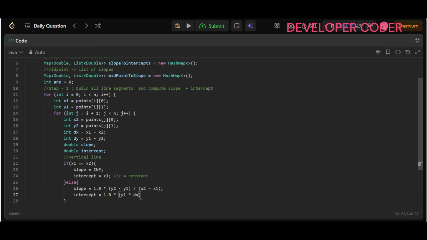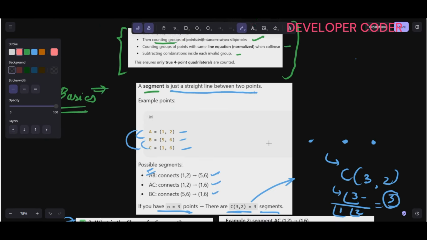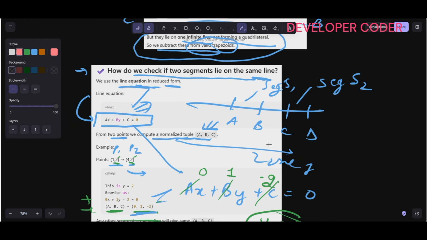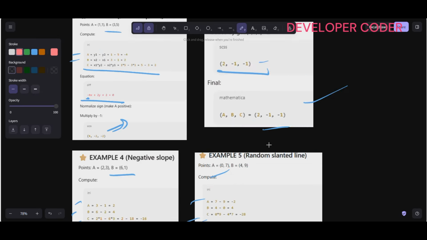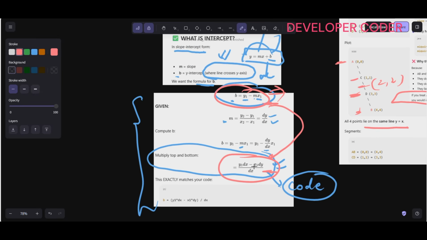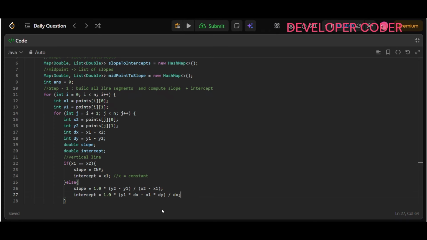The formula that I have derived is y1 into dx minus x1 into dy, divided by dx. Clear? Which formula? This one: y1 into dx minus x1 into dy divided by dx. So I'm writing this as the intercept.